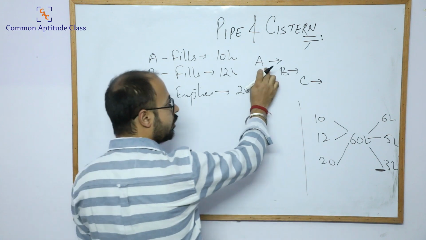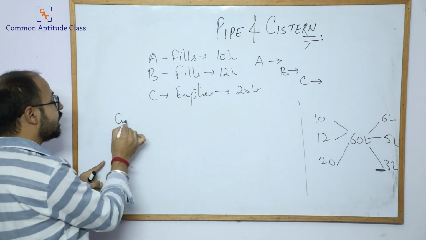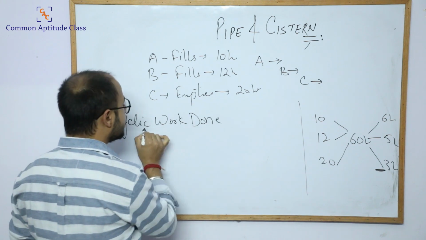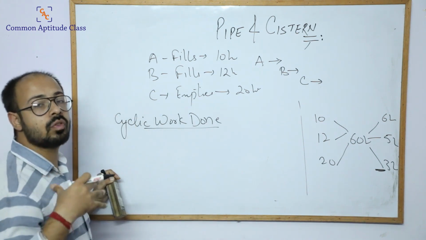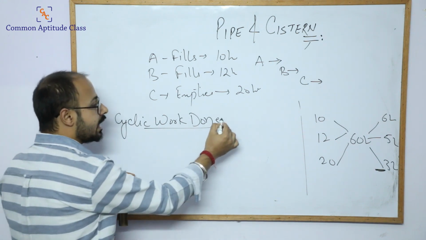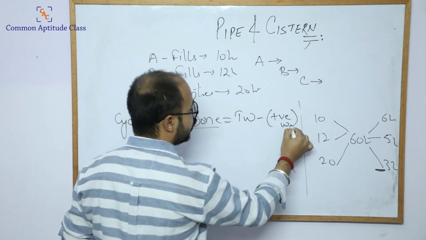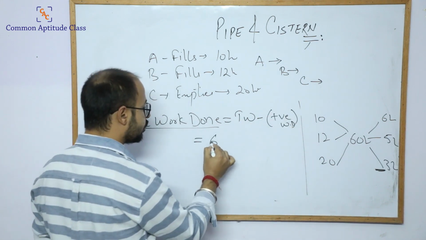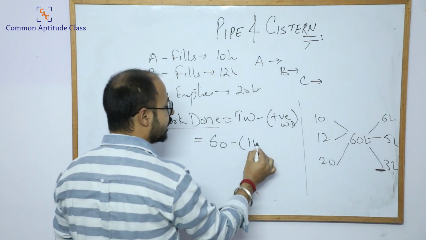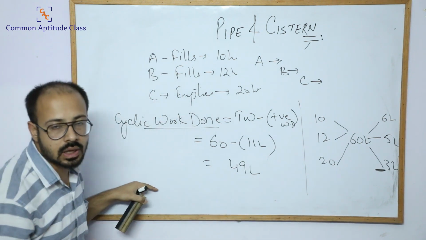For the first hour A will fill, second hour B will fill, third hour C will work. To solve this question, first find the cyclic work done. Cyclic work done means up to what quantity the work is done in cycles. The basic method is: cyclic work done is equal to total work done minus positive work done. What is total work done? 60 liters. What is my positive work done? 6 plus 5, that is 11 liters. So 49 liters. Up to this quantity I can go in cycles.